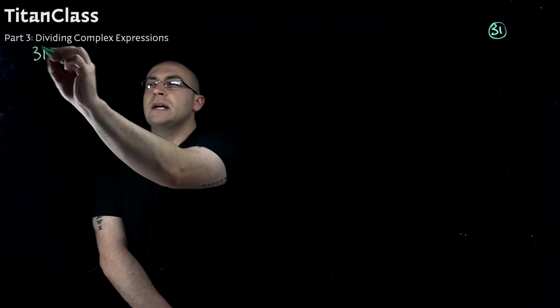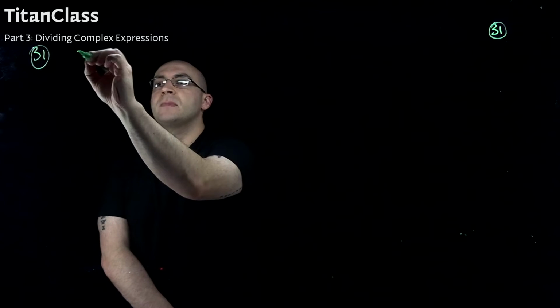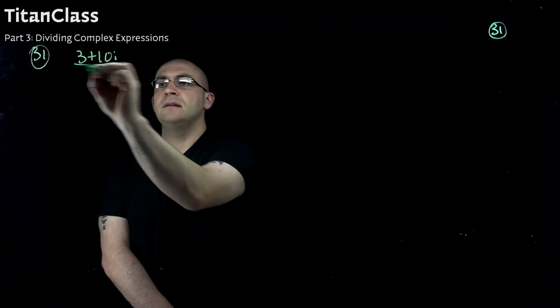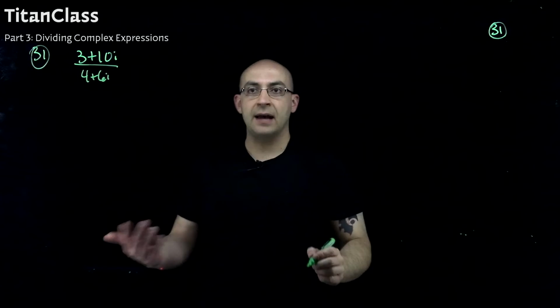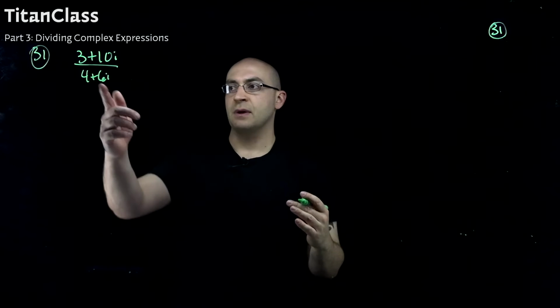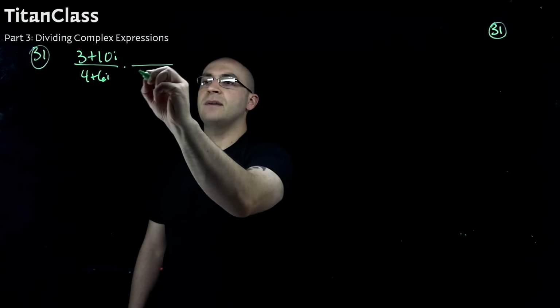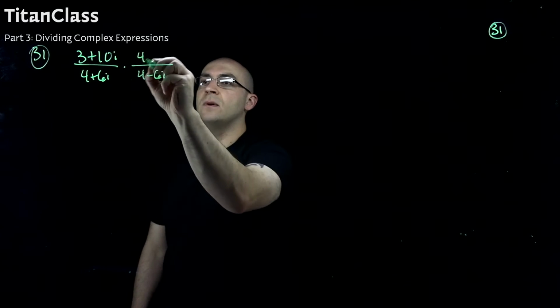31. These are going to take a while. I'm glad we have time. This is 3 plus 10i over 4 plus 6i. Okay, now again, complex conjugate all the way. That's the first start to this problem. I'm going to multiply both the top and bottom by 4 minus 6i and 4 minus 6i.